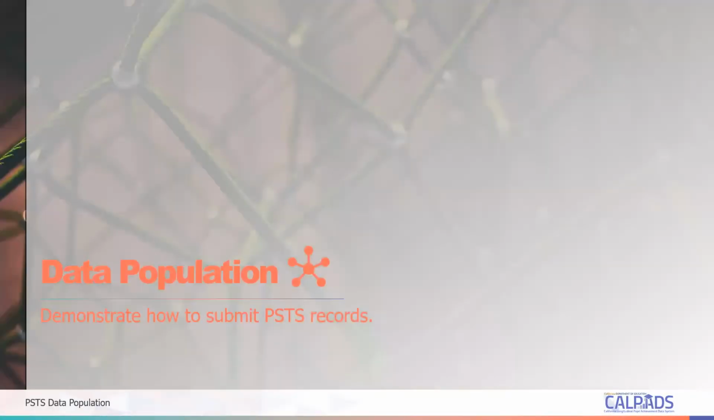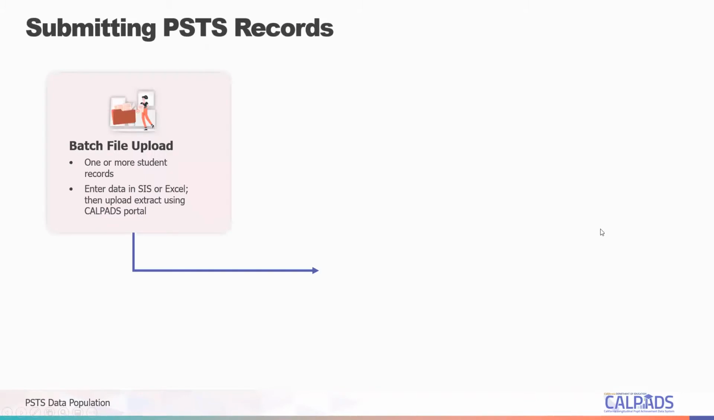We will now discuss and demonstrate how to submit PSTS records to CALPADS. There are three ways to submit PSTS records to CALPADS. First and faster process is through the batch file upload, where you can submit multiple records at once.